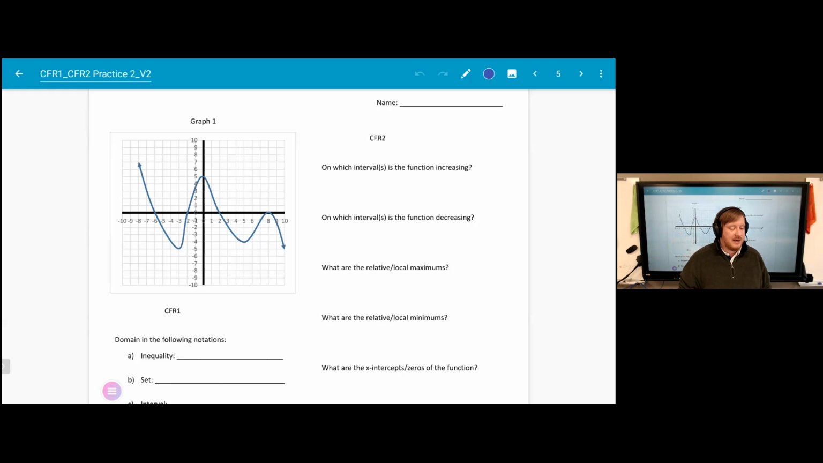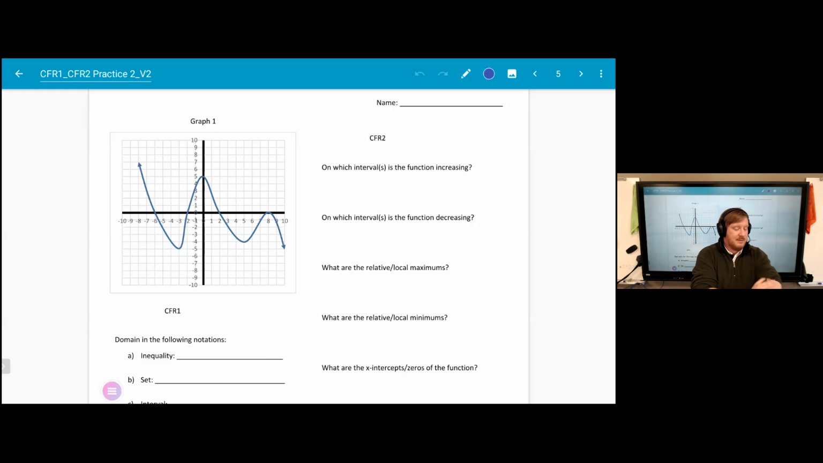All right, so let's look at here. This is graph 1. This does look a little bit different maybe from the one you have. I made a version 2 that's the same graphs, but I put a copy of the graphs on the top of each sheet just to make it a little bit easier to reference. So let's go ahead. We'll do this one at a time. We'll do CFR1 stuff first, then CFR2.